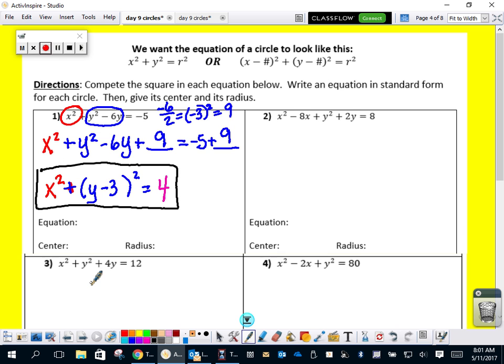So the center is going to be 0, what? Positive 3 or negative 3? Positive 3. And then the radius, r squared is 4, so the radius is 2.